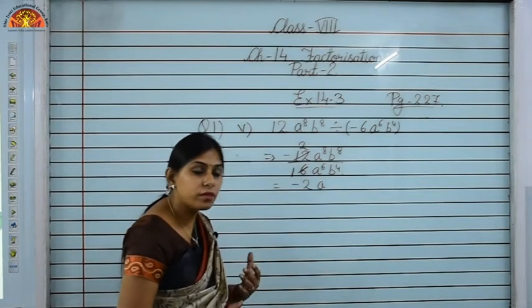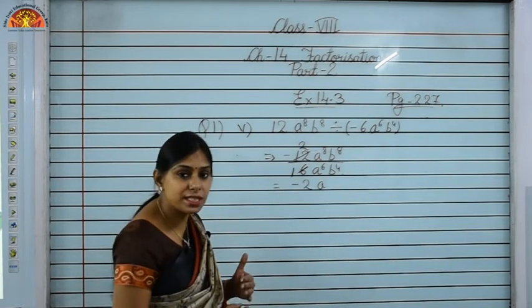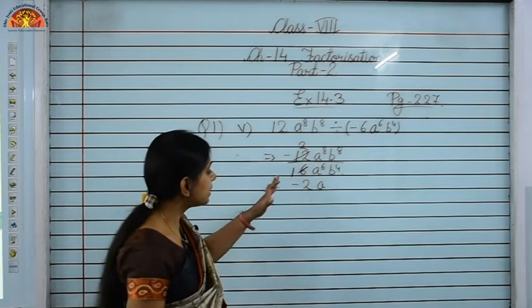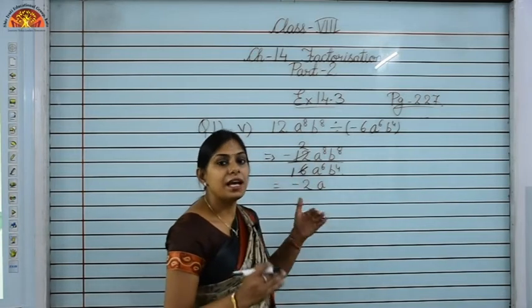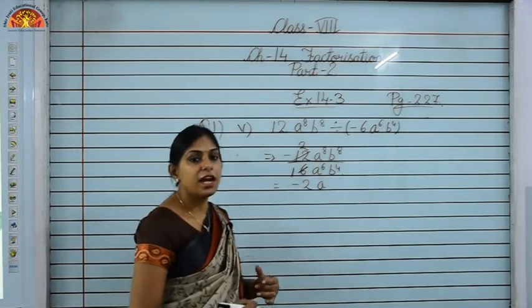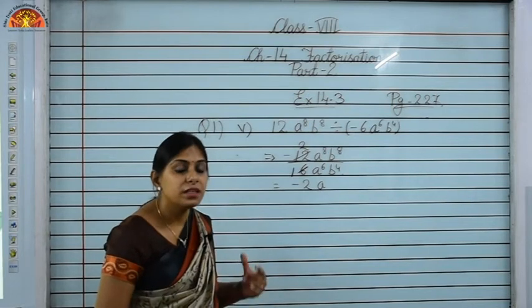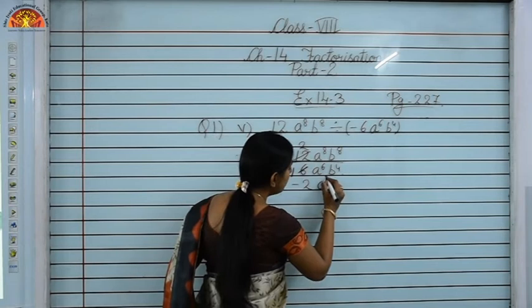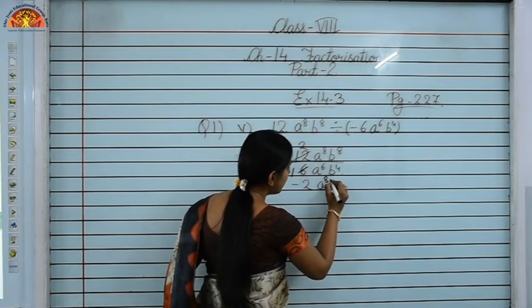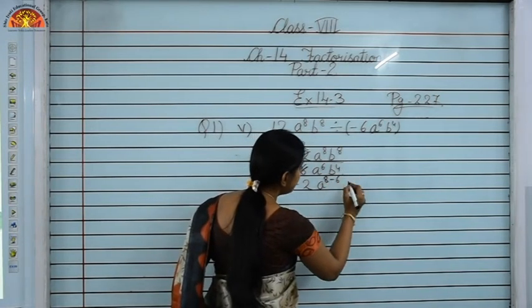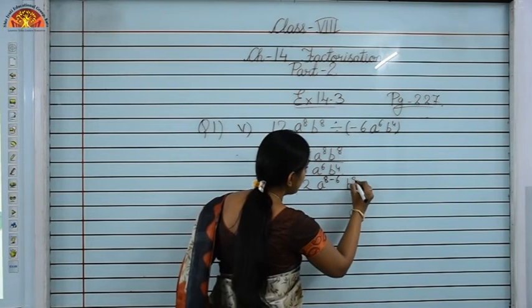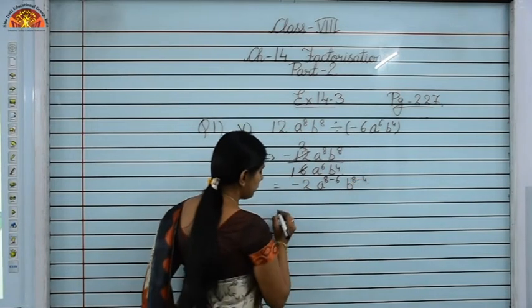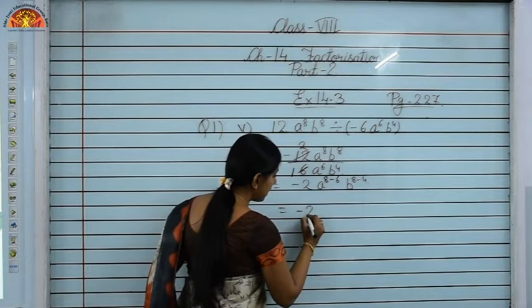Children, as you have already learned the laws of exponents in your previous class, that is, when the base is same and powers are different and you are carrying out the division, then you have to subtract the powers. So the same law you are applying over here, that is a raised to the power 8 minus 6, and similarly here b raised to the power 8 minus 4. So it comes minus 2.